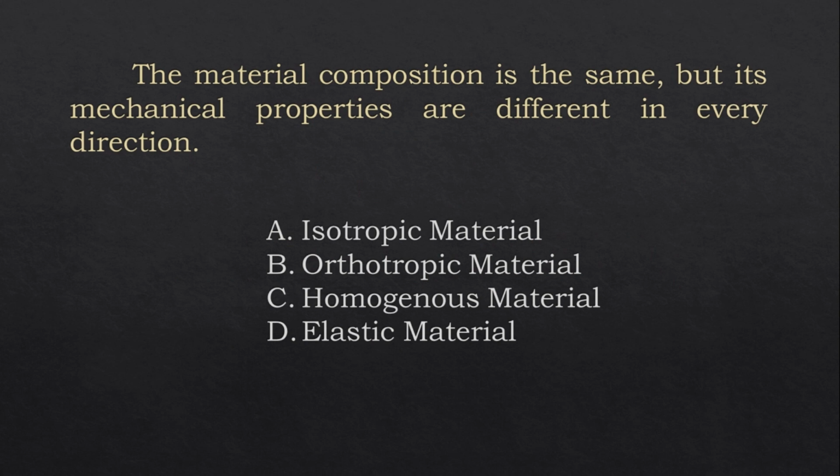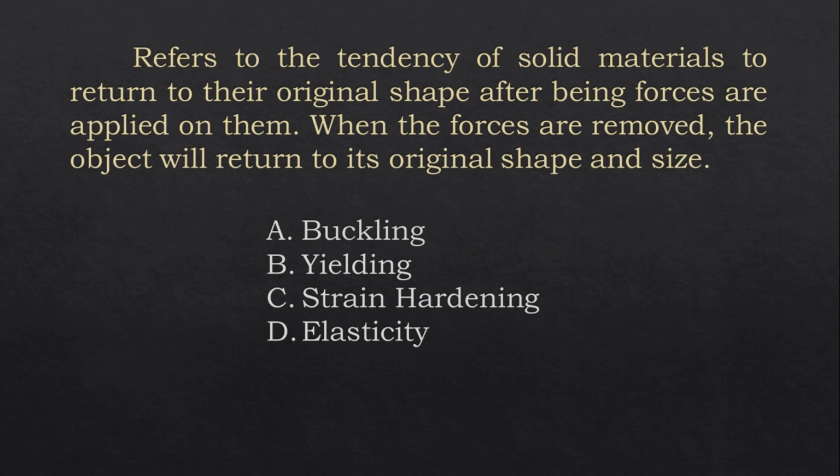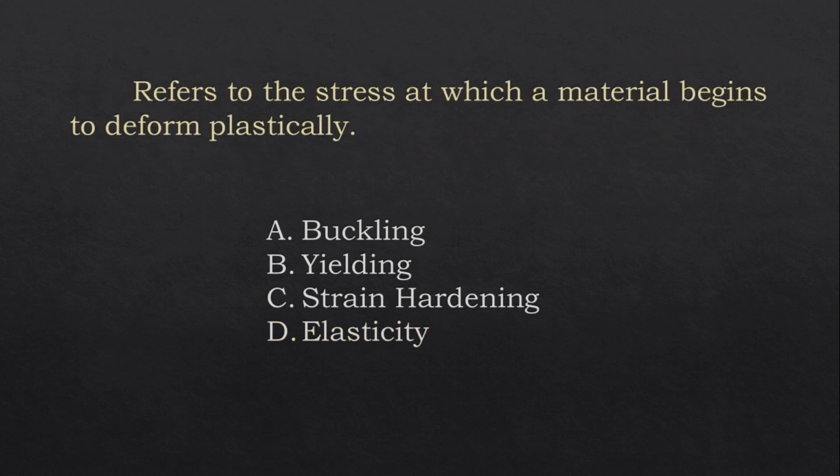The material composition is the same, but its mechanical properties are different in every direction. Refers to the tendency of solid materials to return to their original shape after forces are applied on them. When the forces are removed, the object will return to its original shape and size. Refers to the stress at which a material begins to deform plastically.